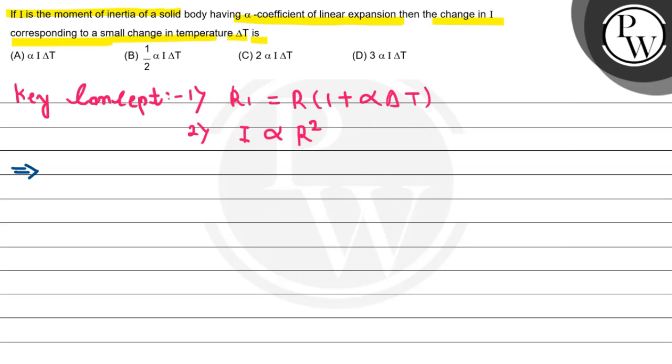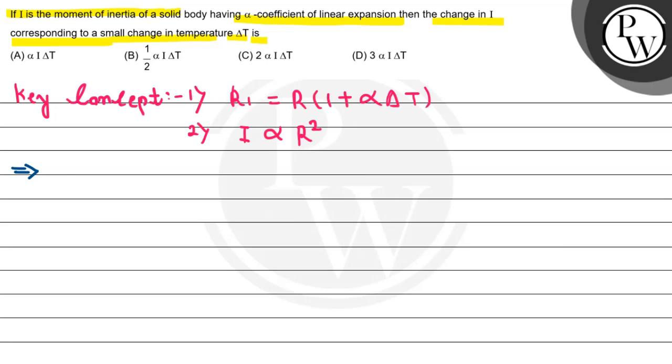तो सबसे पहले हमें बोला क्या जा रहा है कि यदि I ये moment of inertia हो for a solid body और अल्फा coefficient of linear expansion है, सो हमें बताना है कि change in I corresponding to small change in delta T. सो इसके लिए according to first concept, जब delta T of temperature में change होगा, सो obviously उसके according जो radius of solid body होगा वो भी change होगा.